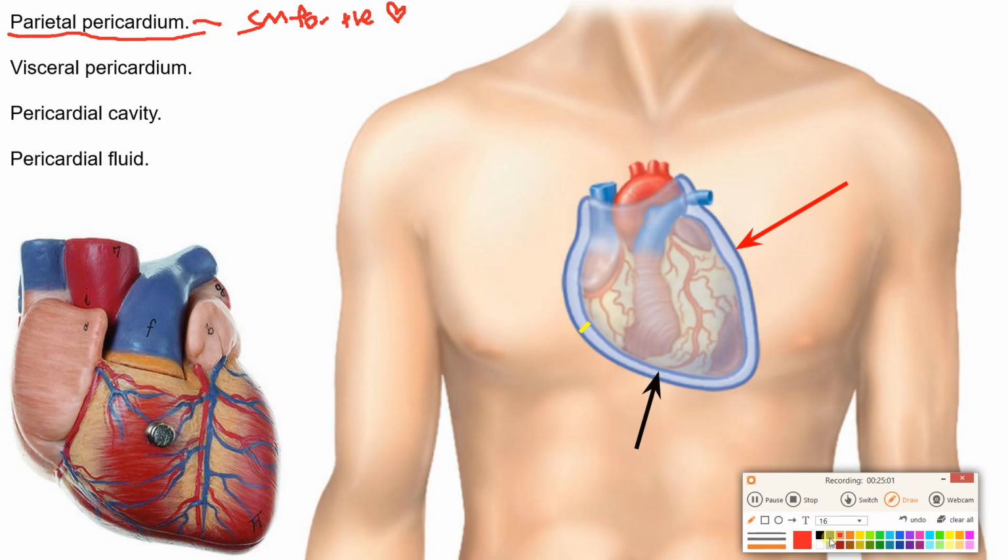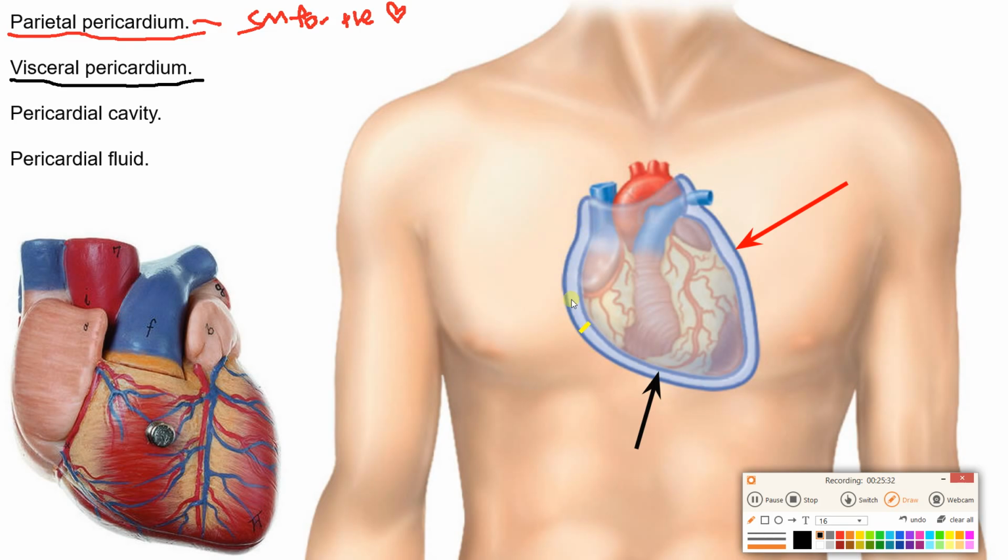Now the inner membrane, black arrows on the inner membrane, well, that's our visceral serosa or visceral serous membrane. And that, in the case of the heart, is known as the visceral pericardium. So I've got a parietal pericardium on the outside, a visceral pericardium on the inside. My double layer surrounding my heart.